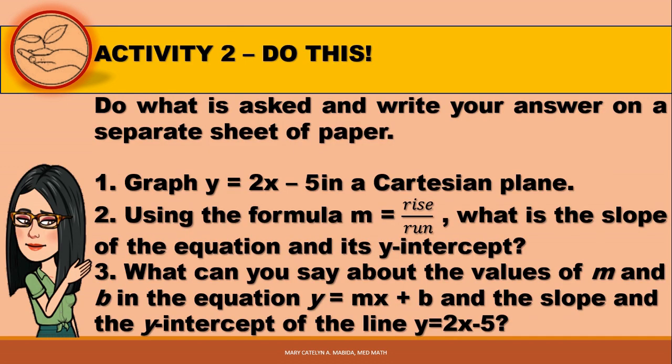Let's do activity 2. Do this. Instructions. Do what is asked and write your answer on a separate sheet of paper. Graph y is equal to 2x minus 5 in a Cartesian plane. Using the formula, m is equal to rise over run, what is the slope of the equation and its y-intercept? What can you say about the values of m and b in the equation y is equal to mx plus b, and the slope and the y-intercept of the line y is equal to 2x minus 5? Since this is an activity for you to work on, let me help you with graphing the line, and you can give your insights to answer number 3.